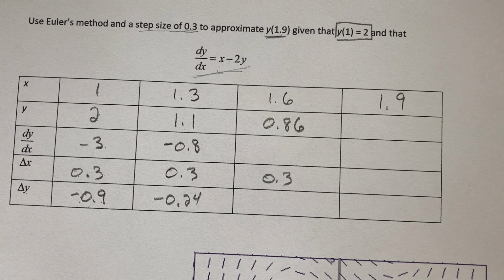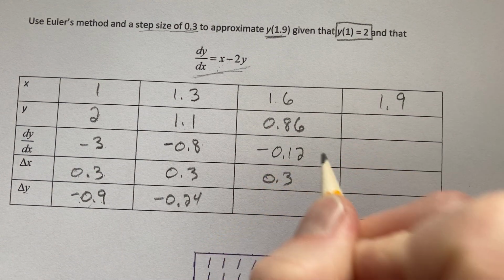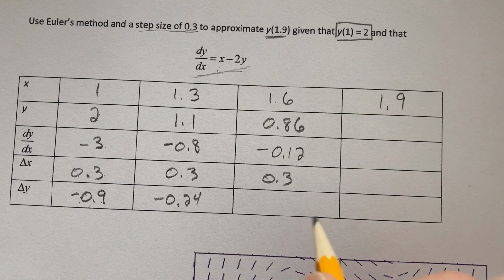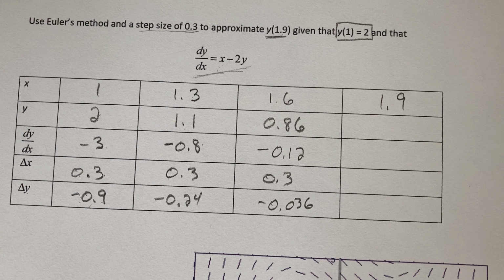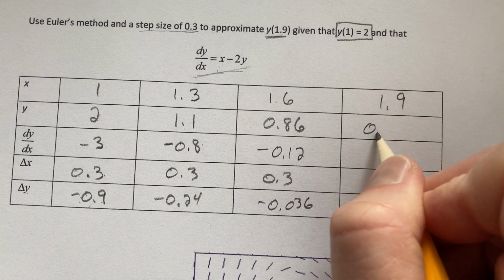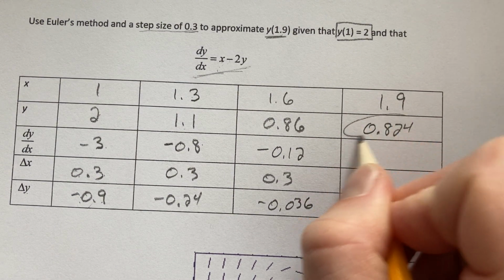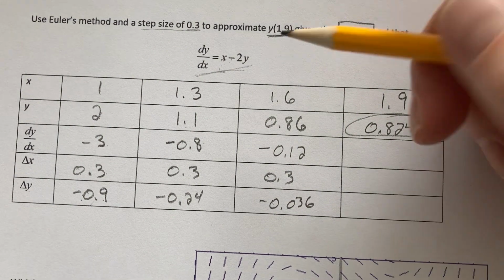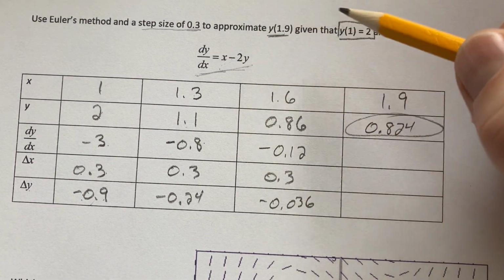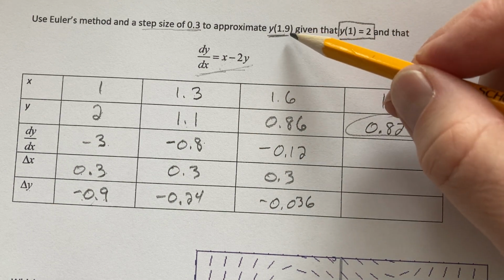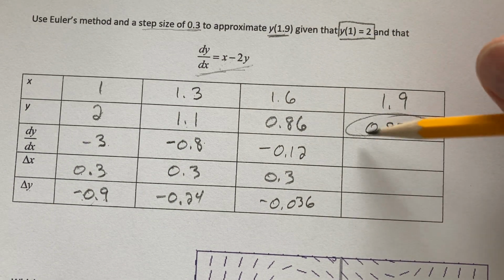All right. Well, I've got one more time to do it. I'm going to use a calculator this time. So now I have 1.6 minus 2 times 0.86. That gives me a negative 0.12. Take that times 0.3, and we get a negative 0.036. 0.86 plus that gives us a final value of 0.824. That's our approximation. So using this derivative, this differential equation, and where we started, we think that at 1.9 the value would be roughly 0.824.